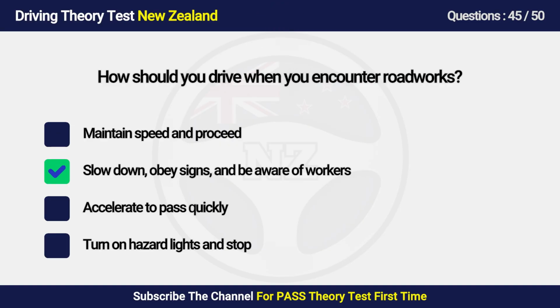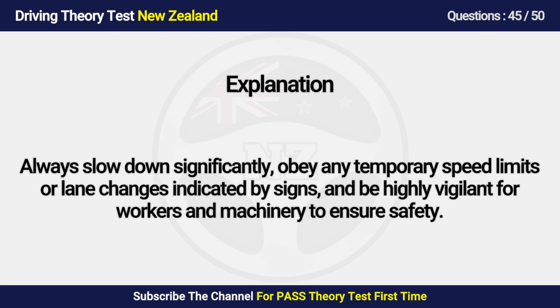Answers is B. Slow down, obey signs, and be aware of workers. Always slow down significantly. Obey any temporary speed limits or lane changes by signs, and be highly vigilant for workers and machinery to ensure safety.